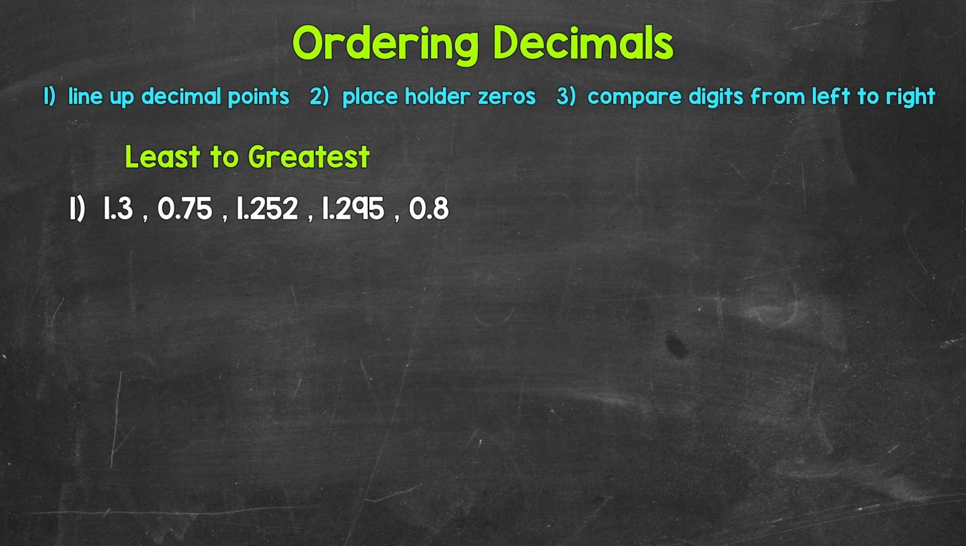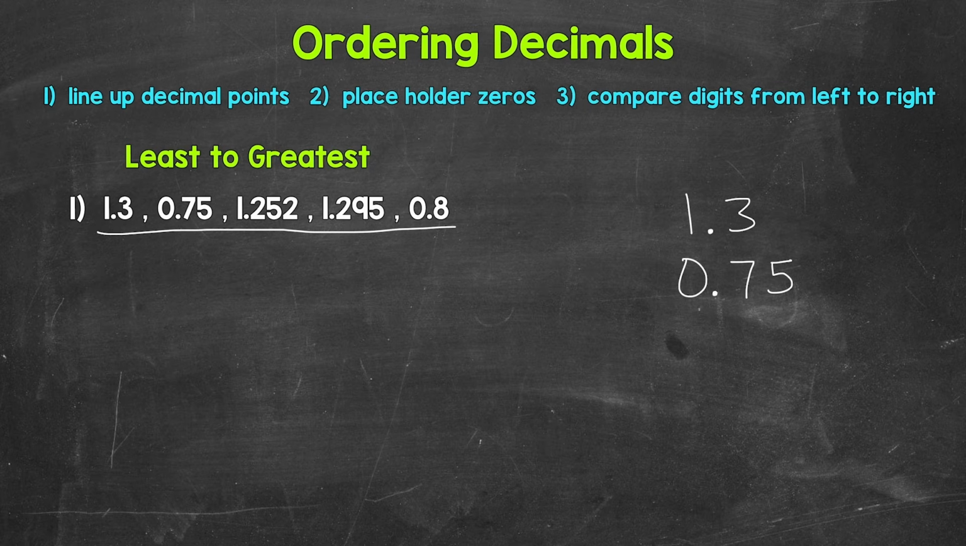Now, the first thing that we're going to do to help us order these is line them up off to the side, and we're going to line up the decimal points. This is going to line up all of the places. So let's line up all of these right here. So we'll start with 1 and 3/10. Then we have 75 hundredths.